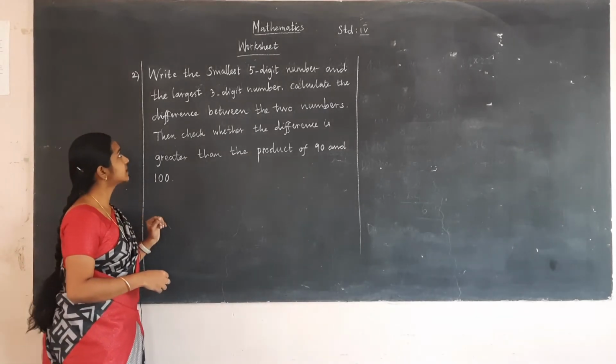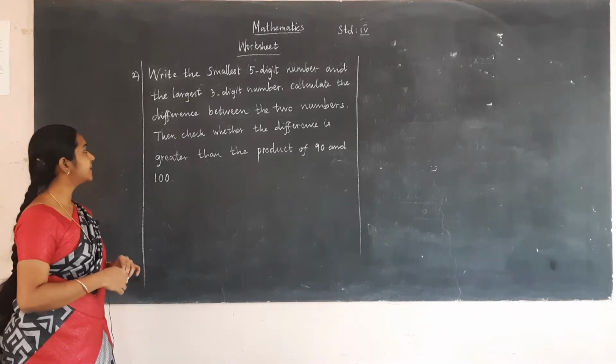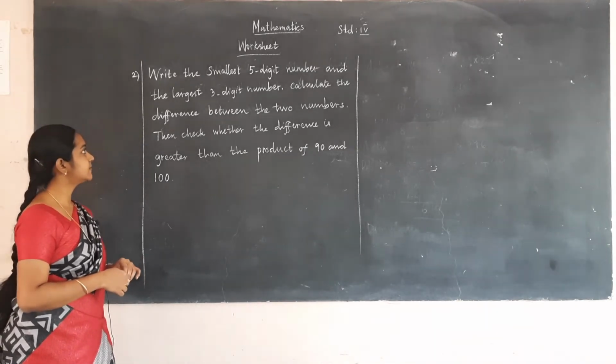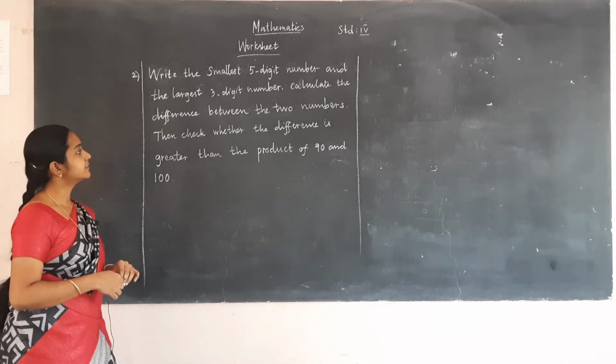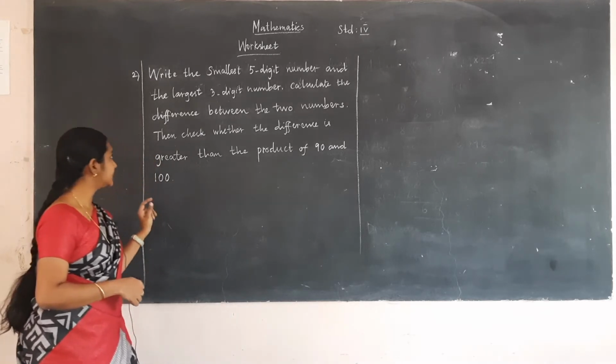The second question is, write the smallest 5-digit number and the largest 3-digit number. Calculate the difference between the two numbers. Then check whether the difference is greater than the product of 90 and 100.